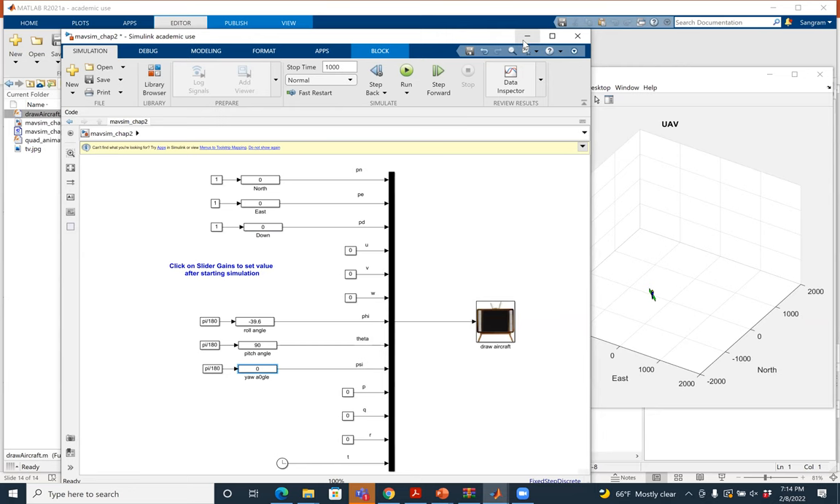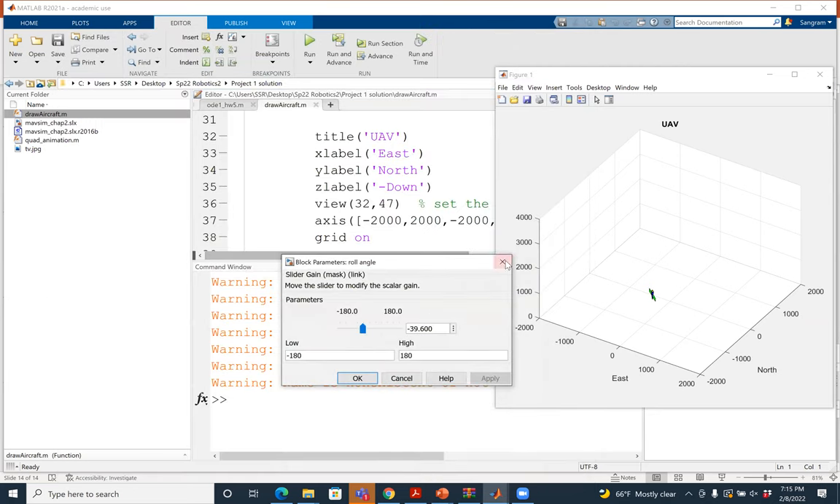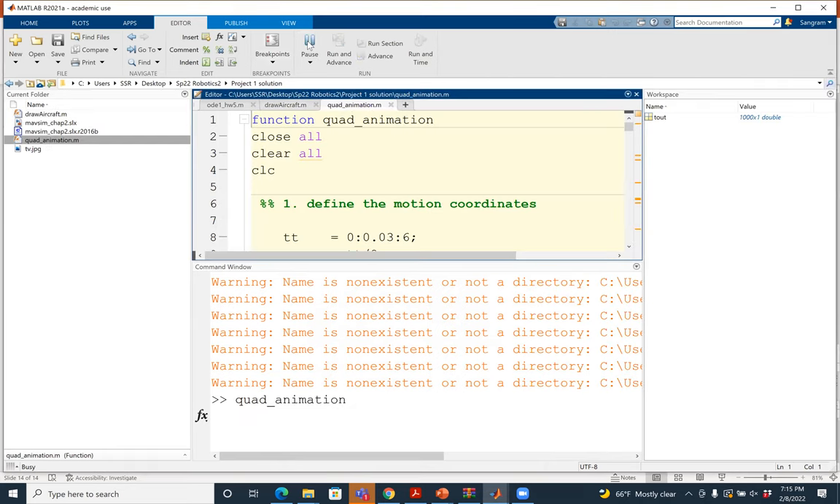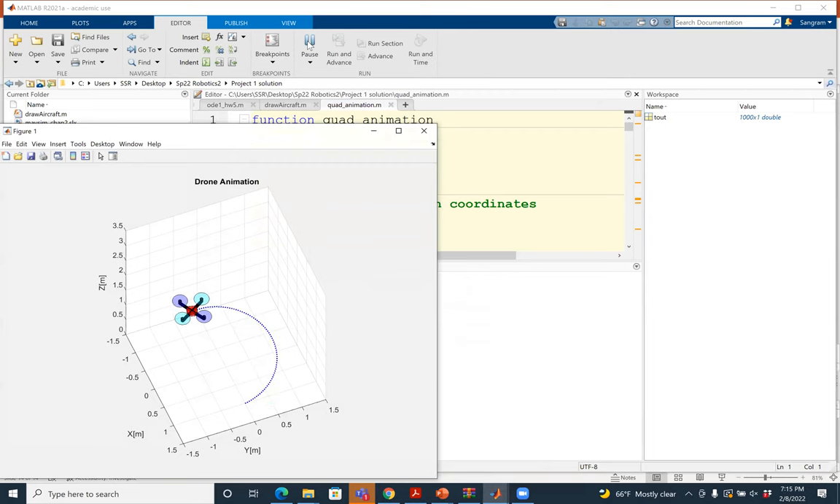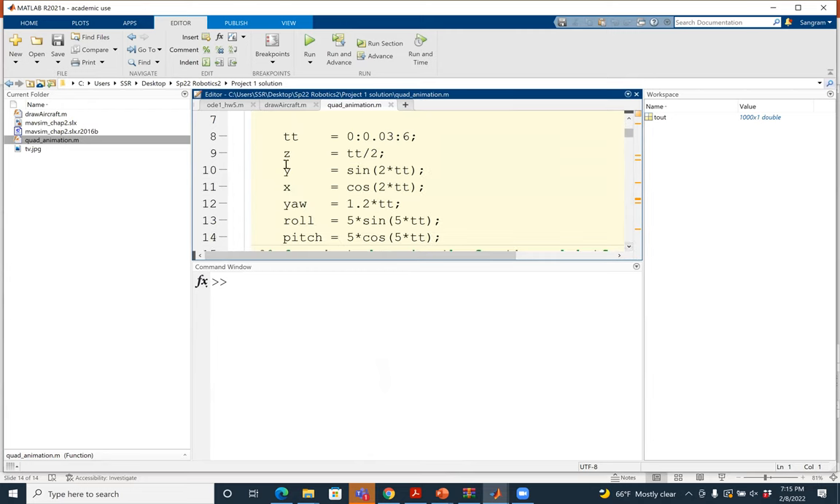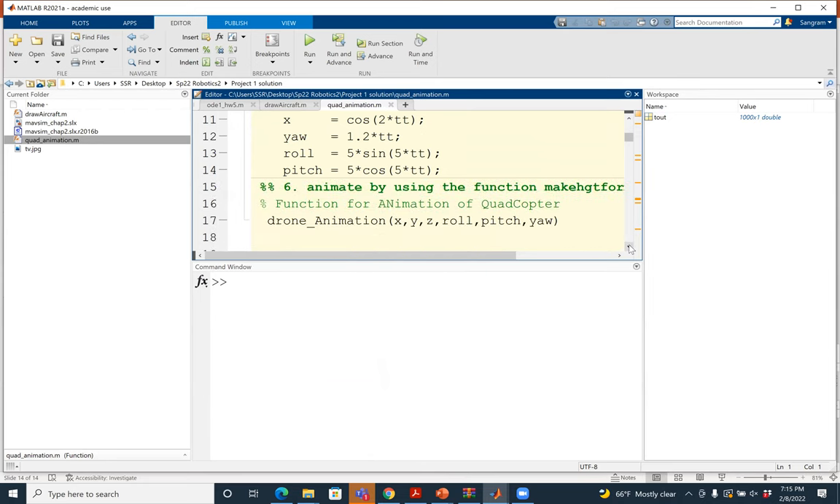Now, one thing I want to tell you is if you run this quad animation code, this is the quadcopter animation. So in this quadcopter animation, what are the inputs? The inputs are PN, PD, and PE, and roll, pitch, and yaw. So if you run this code, you can actually substitute the values of Z, Y, X, roll, pitch, yaw. And it will actually simulate the quadcopter.